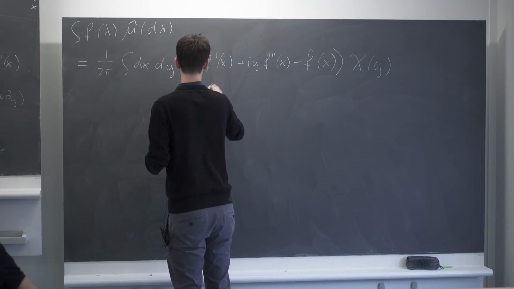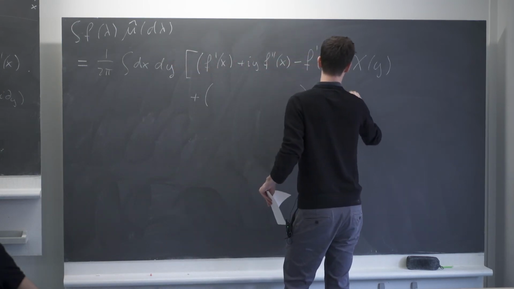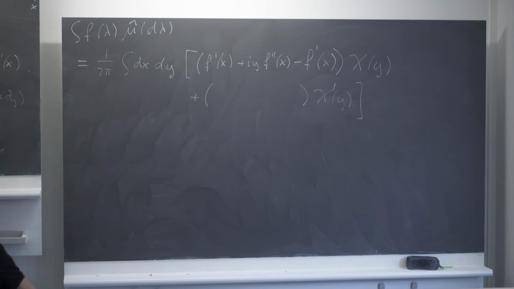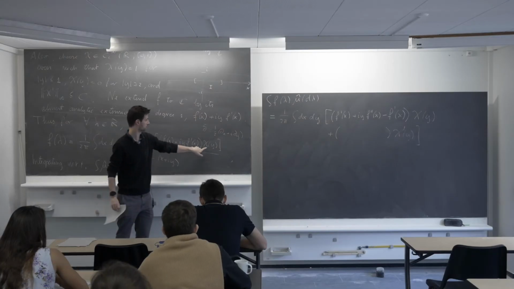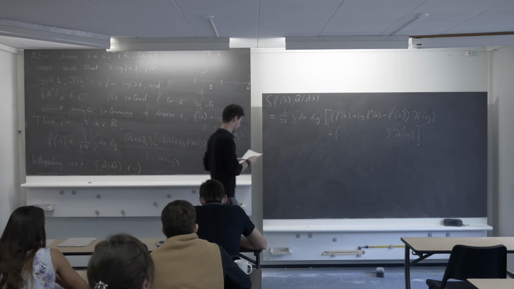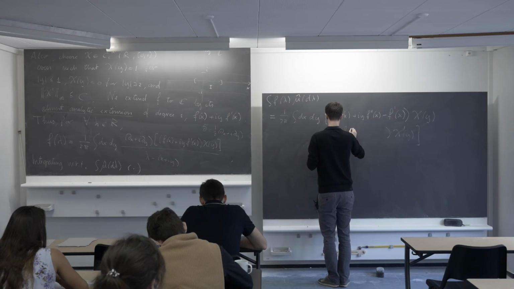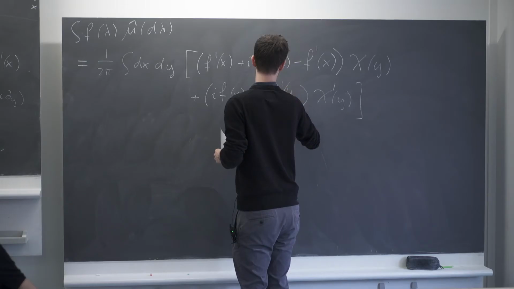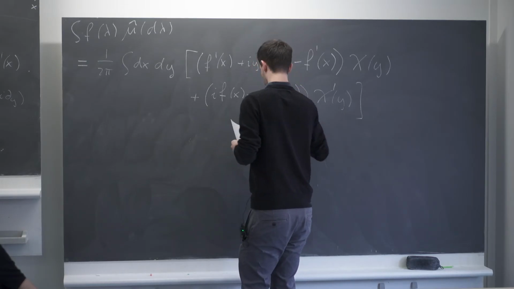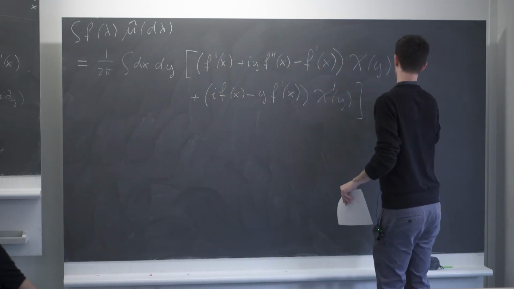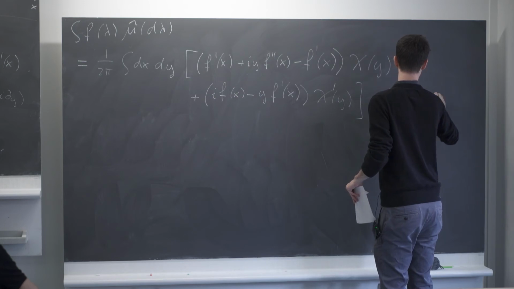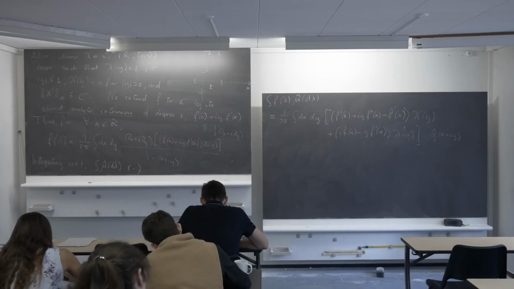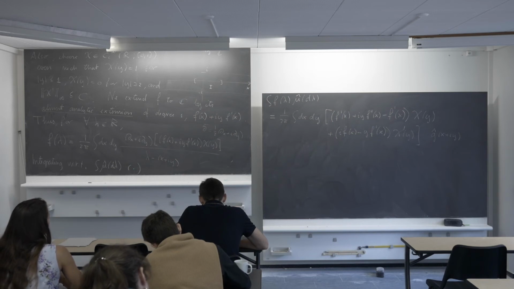And then I have the terms proportional to chi of y. And those are the terms when this partial derivative hits the chi. So it's just multiplied by that. And let me take the I inside. So I have I f of x, I times I is minus 1, and then this is multiplied by g hat of x plus iy. Okay, this is just a simple calculation.